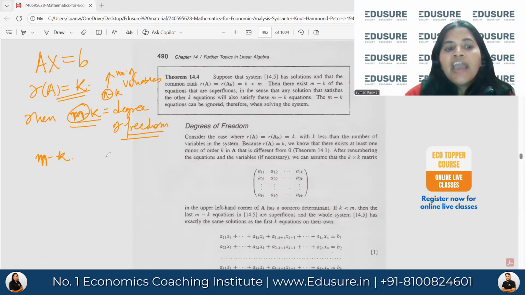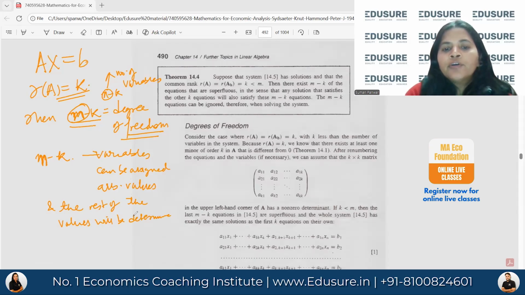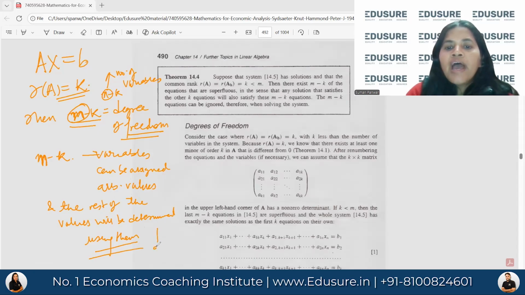What does it mean? N minus k variables can be assigned arbitrary values, and the rest of the values will be determined using them. This is known as degrees of freedom. So let us see an illustration as to how this helps.